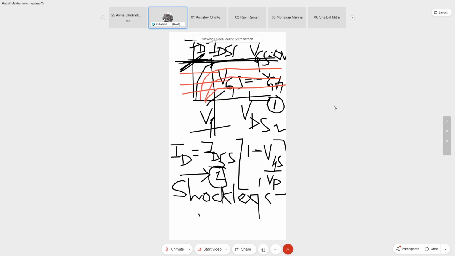But I think our most important concern is to find out the Q point. We can use the transfer characteristics and find out the Q point by using Shockley's equation, and that becomes a more handy solution rather than the drain characteristics in case of FET. Both in case of JFET and MOSFET.